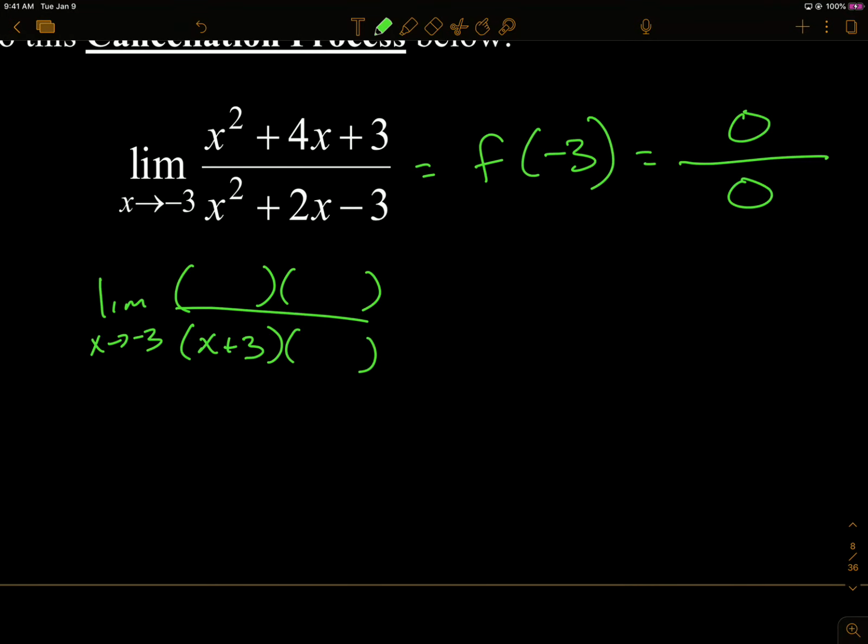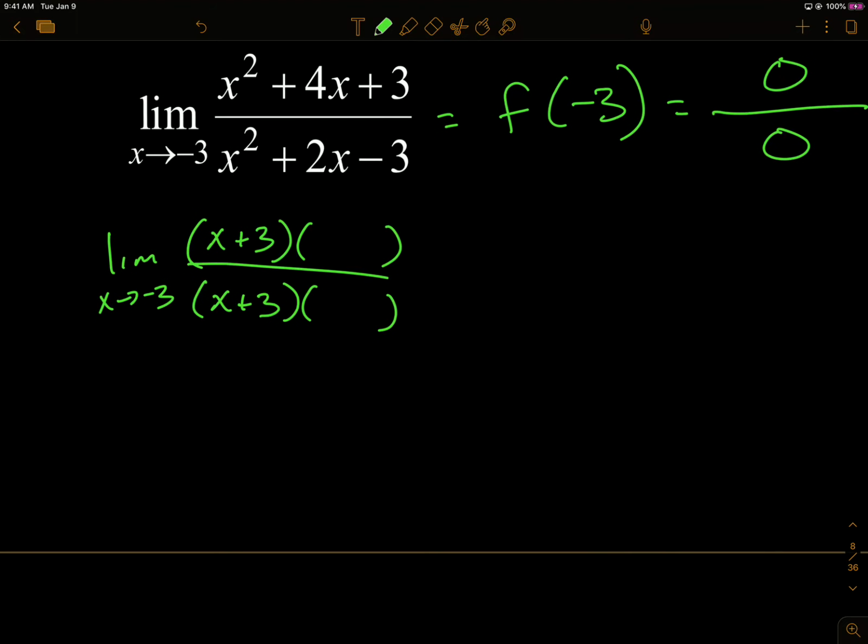And since I also get 0 in the numerator when I plug in -3, that also means x plus 3 must be a factor of it. So that is how we fix the problem. We make a new agreeable function. We factor the top and the bottom, and we know because we got these results, we know x plus 3 has to be a factor in both.